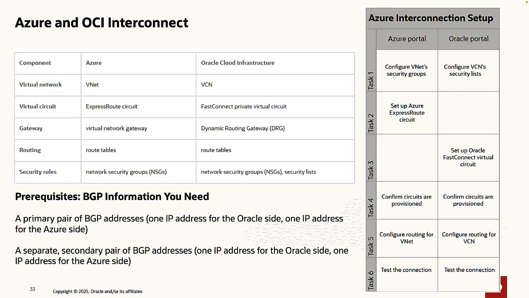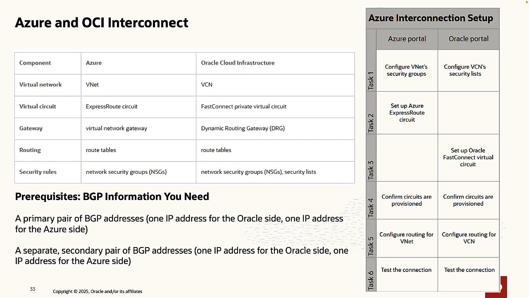So the prerequisite is a primary pair of BGP addresses, one IP address for the Oracle side and one for the Azure side, and a separate secondary pair of BGP addresses, one again for Oracle and the other for Azure. Please note that while creating interconnect between Azure and OCI, redundancy is provided by default. That is the reason you need to have two pairs of IP addresses, one for primary and the other for secondary. Moving on to the interconnect with Azure, these are the steps we would need to go through to establish the connection.